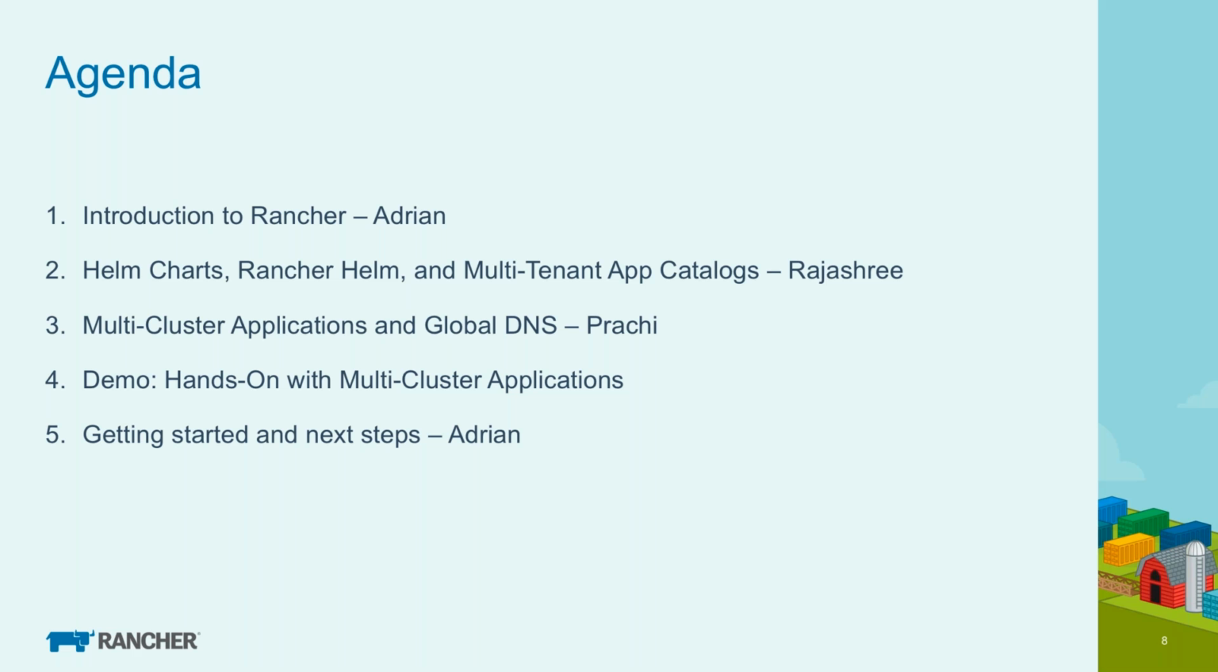After Rajashri shows multi-tenant app catalogs, we're going to hand it off to Prachi, who's going to introduce you to multi-cluster applications and global DNS, which is an amazing benefit that's out in Rancher 2.2 right now. We're going to have some demos here. Rajashri has a short demo, and then we're going to do some hands-on stuff with Prachi as well. And then I'll wrap it up.